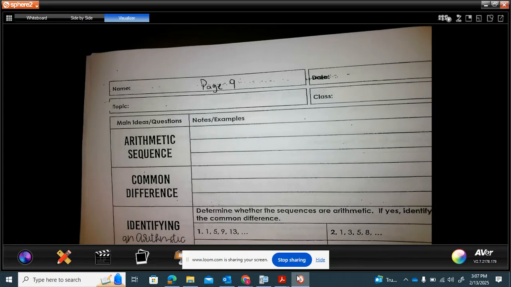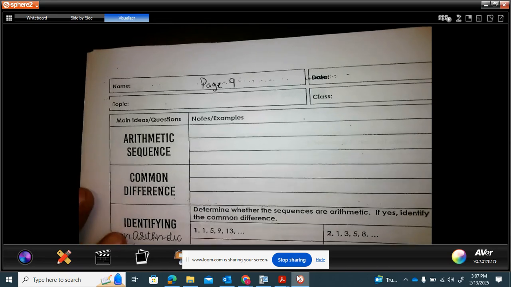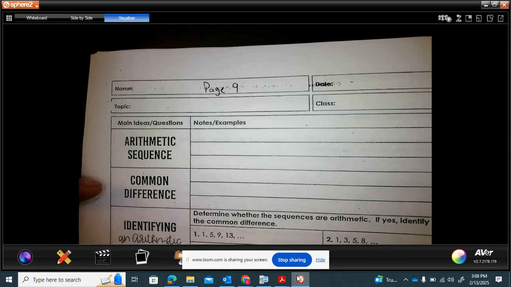Hey, so we're actually going to start this unit on page 9. It's called Arithmetic Sequence. And I know it's on page 9, I should have made it at the beginning. But this part of Unit 4 really has nothing to do with the rest of the unit, but it's something that we have to know.